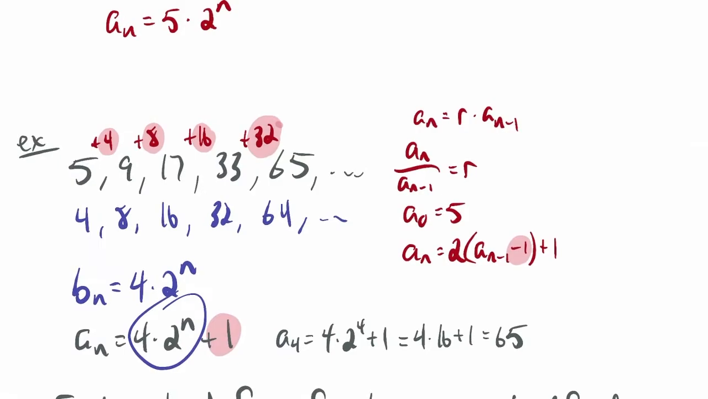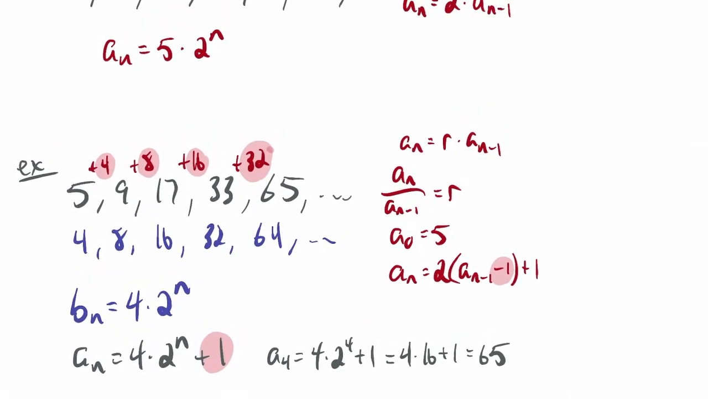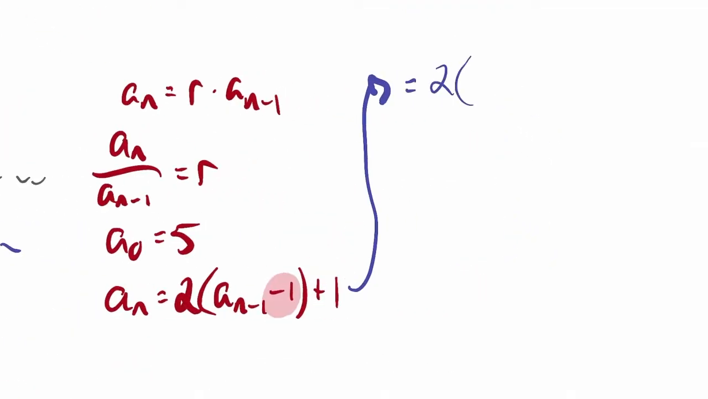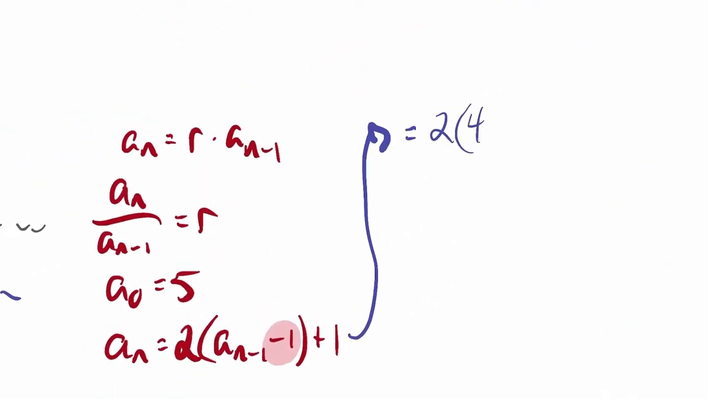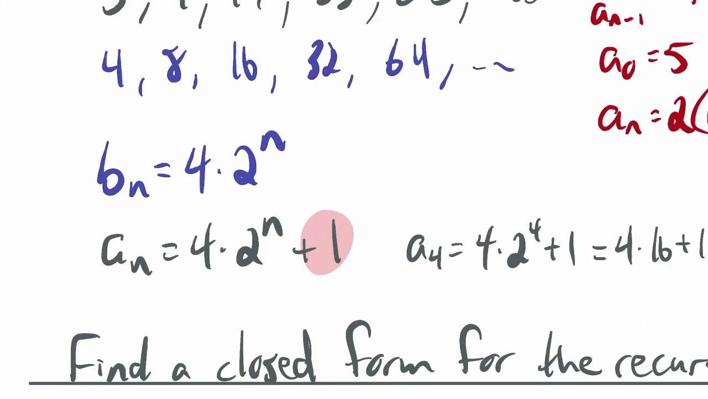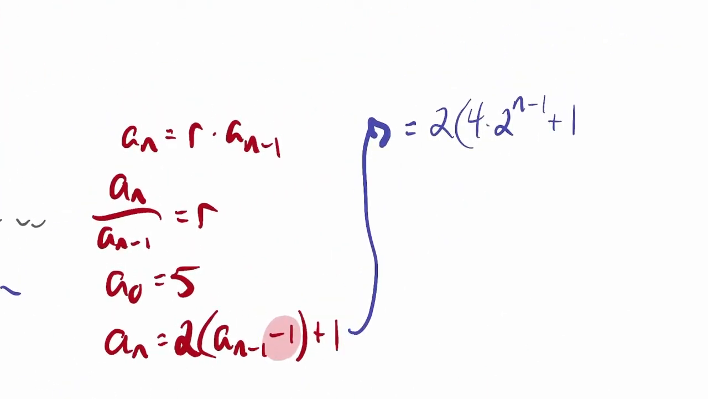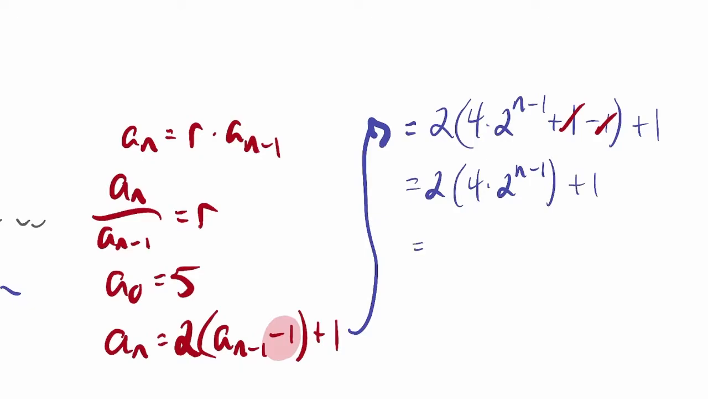I'm out of room here. Okay, let's do this. So 4 times 2 to the n minus 1 power plus 1 equals 2 times 4 times 2 to the n minus 1 plus 1, because that's what this is, right? The closed form that we found. But then I have to do the rest of this, minus 1 plus 1. So these cancel, and I get 2 times 4 times 2 to the n minus 1 plus 1. So I get 4 times 2 times 2 to the n minus 1 plus 1.